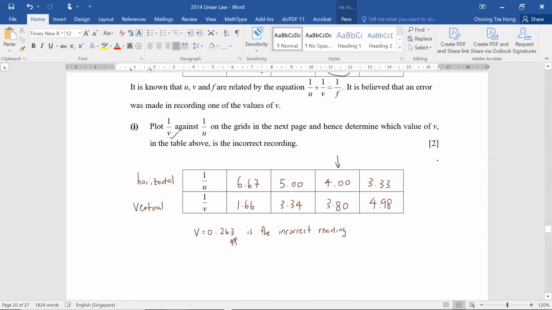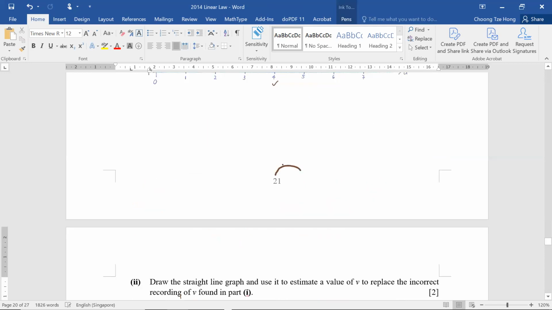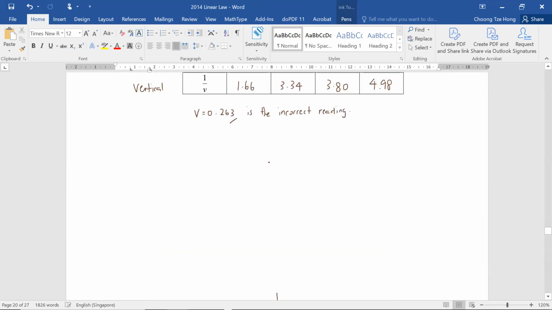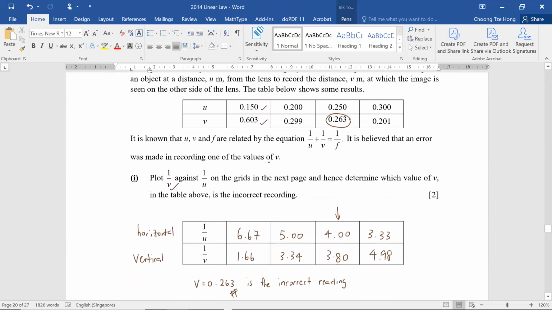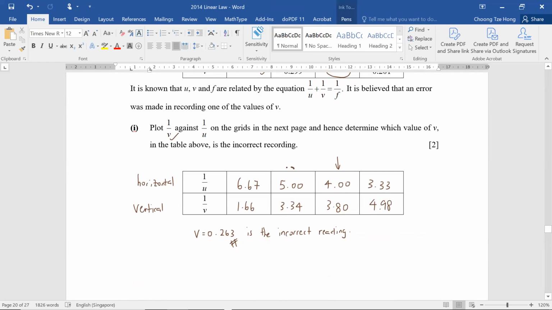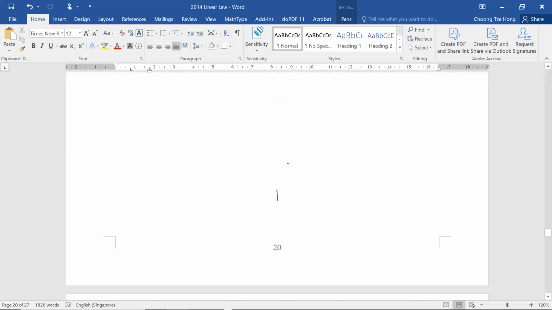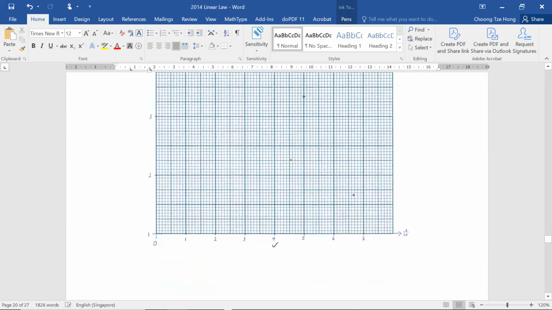Of course, don't use the third pair because the third pair has an incorrect V. So we can use the second pair to help us find it. Basically we can sub in when 1 over U is 5 and 1 over V is 3.34 into the equation, and then use it to calculate the value of F. So keep in mind these values: 1 over U is 5, 1 over V is 3.34. So here we go.